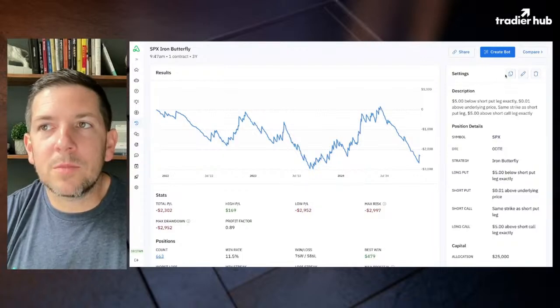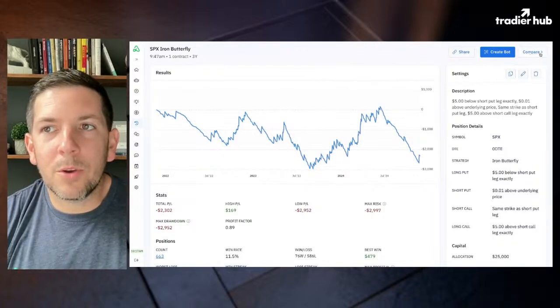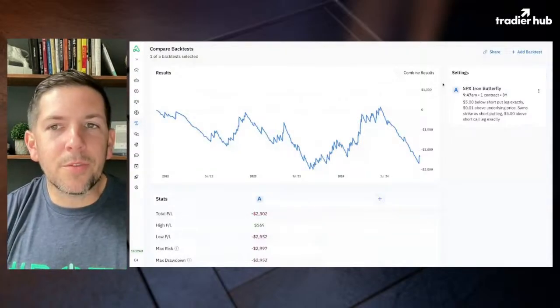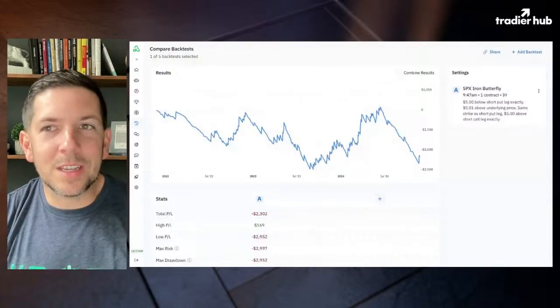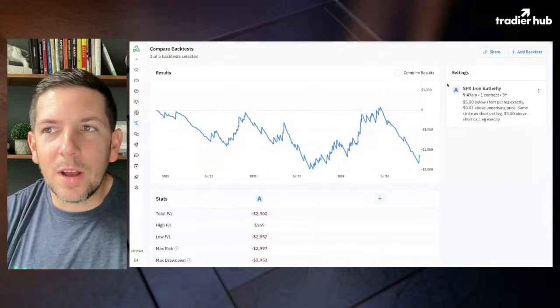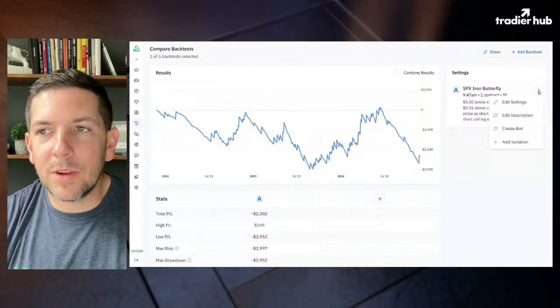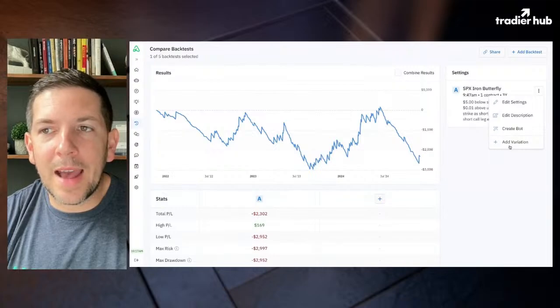So what we're going to do now is go up here to the compare button and add some comparisons. This gets you into a different view where you're starting to add and compare different strategies. I'm going to take this strategy here, click on the little three dots on the right side, and go down here to add a variation.